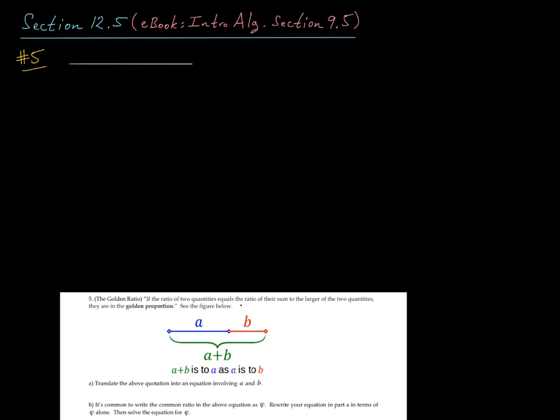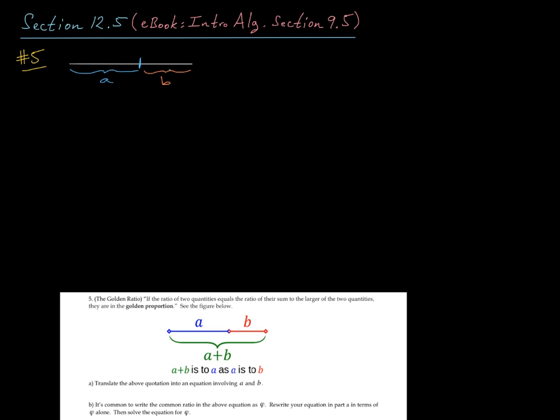Okay, so to translate what they're saying here, let's say we have a line segment here, and if I'm going to divide this line segment in such a way that the long piece to the short piece are in the golden proportion, then the following has to be satisfied. So let's say I cut the segment right here, and I'll call the long piece A and the short piece B.